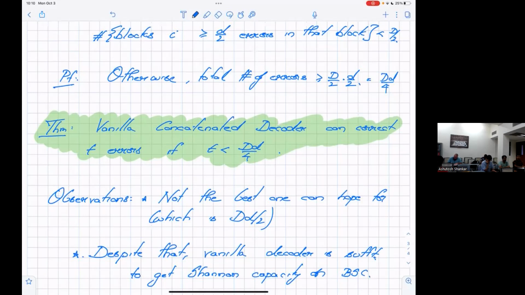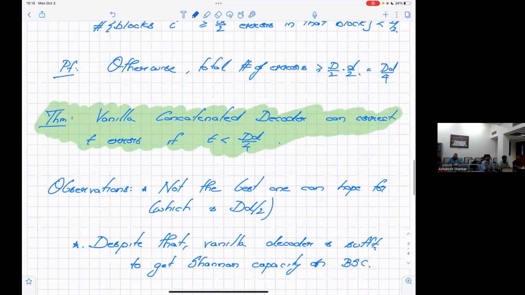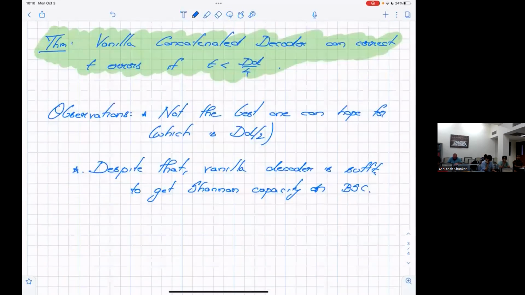We'll now use the vanilla decoder to actually show this on the BSC channel. By the way, this was the original reason why Forney designed concatenation. He wanted to come up with a code that gets Shannon capacity on BSC. It was the follow-up work of Forney due to Zyablov which showed that Forney's concatenation also leads to good codes. That's what we saw last time. But it was precisely to get the Shannon capacity that Forney discovered concatenation.